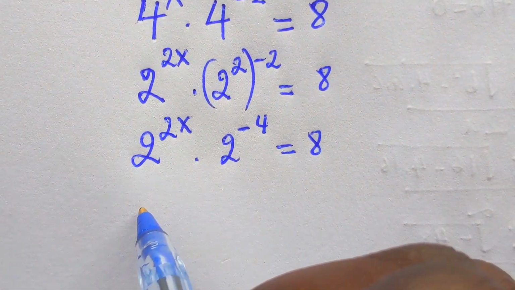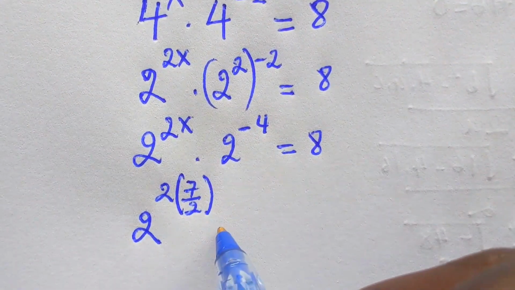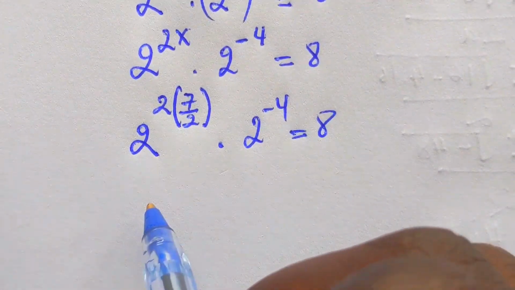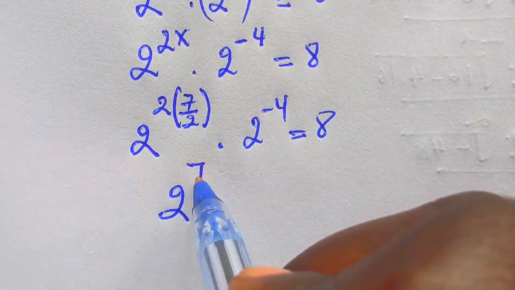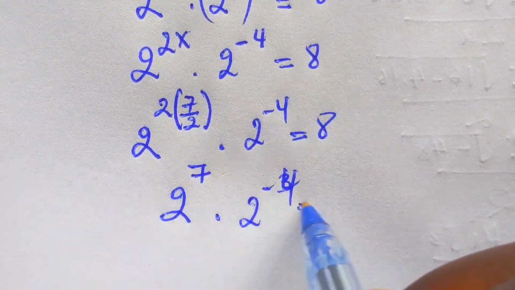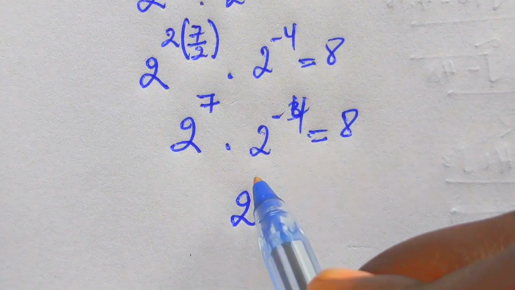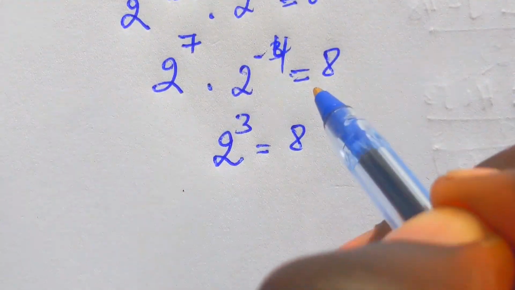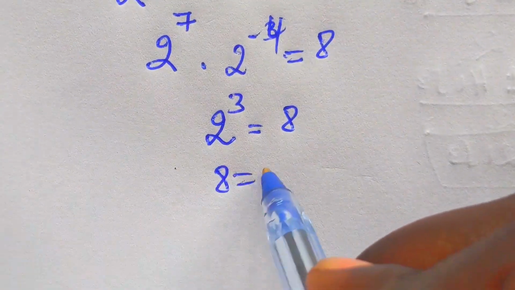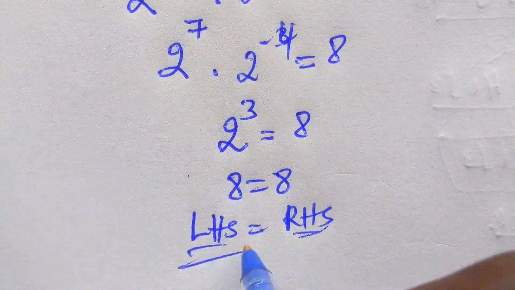Now what do we have here? We have 2^(2 times 7 over 2) times 2^(-4) equals 8. And of course here we have 2^7 times 2^(-4) equals 8. And of course we shall get 2^3, which equals 8. And of course here we have 8 equals 8. Left hand side equals right hand side.